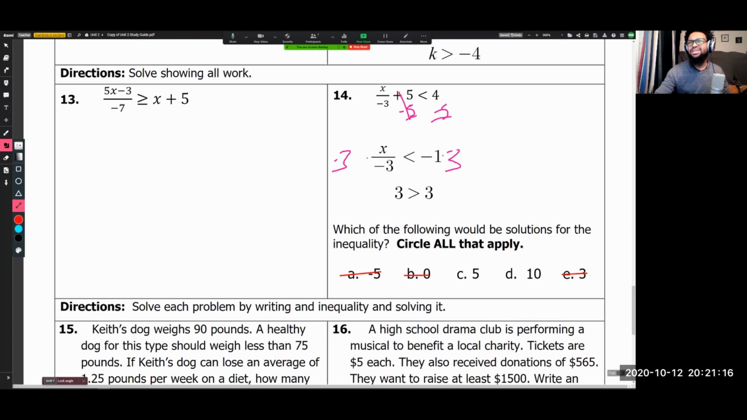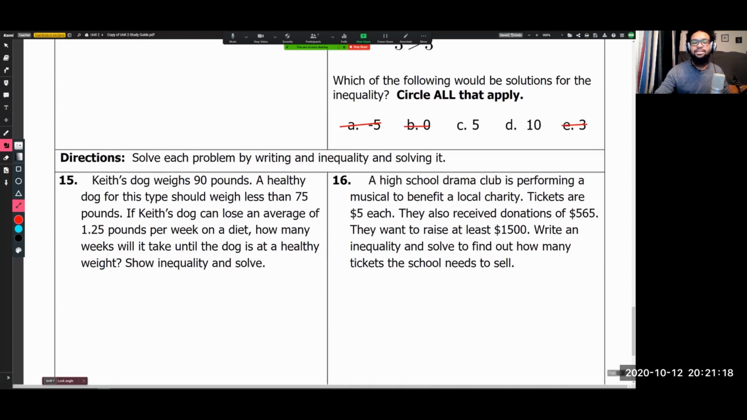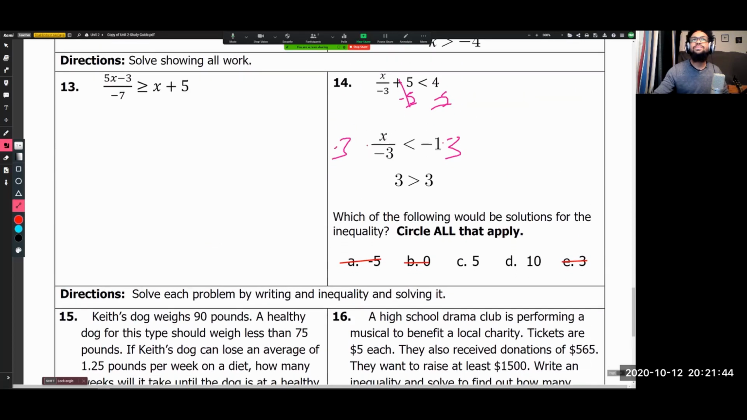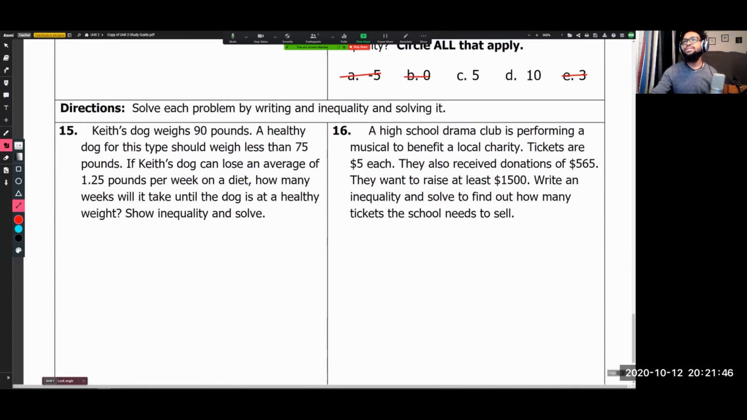But when you answer one like this, let's look at 16. 16 says, a high school drama club is performing a musical to benefit a local charity. Tickets are $5 each. They also received donations of $565. They want to raise at least $1,500. Write an inequality to solve and find out how many tickets the school needs to sell.